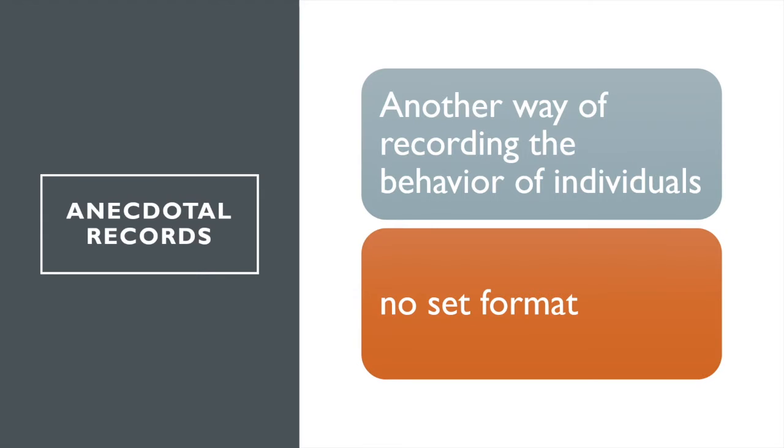Next is anecdotal records, another way of recording the behavior of individuals. There is also no set format. Rather, observers are free to record any behavior they think is important and need not focus on the same behavior for all subjects. In doing anecdotal records, there are four common types of anecdotes. The first three types are to be avoided and the last one must be followed.